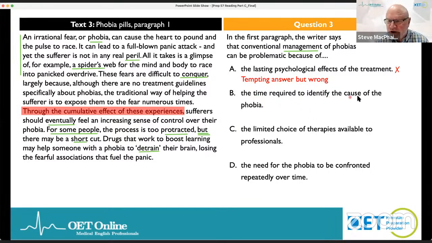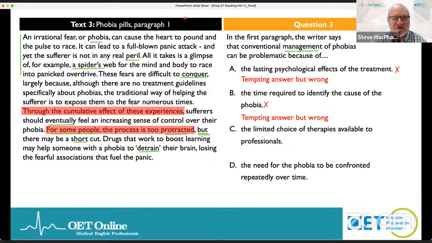The time required to identify the cause of the phobia. Well, we did mention the process is too protracted. Yes, it might take time, but that's the time to treat it, not to identify the cause. So again, it's half right. They do talk about the time required, but it's not to identify the cause of the phobia. They already know the cause. It's to treat the phobia.